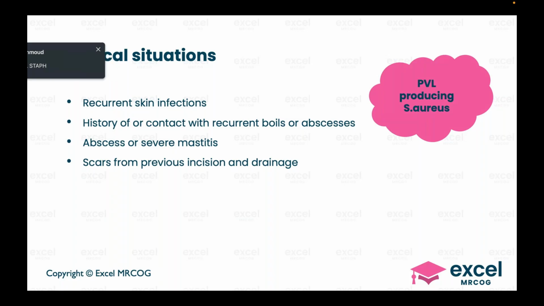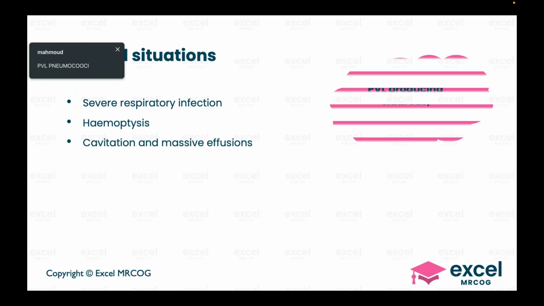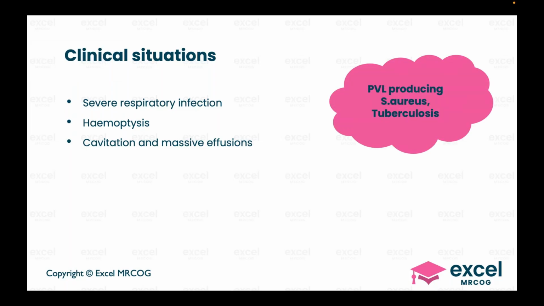All right, then you also have severe respiratory infection, hemoptysis, cavitation, and massive effusions. Lung infection. Anybody? Which is this organism? Of course, all of them can cause all these symptoms, but there are specific organisms that have specific presentation. So which is this organism? Yes, one of them is TB. Also, PVL producing S. aureus. One of them is TB, and the other one is PVL producing Staphylococcus aureus. And why? Because it causes cavitatory hemorrhagic pneumonitis.